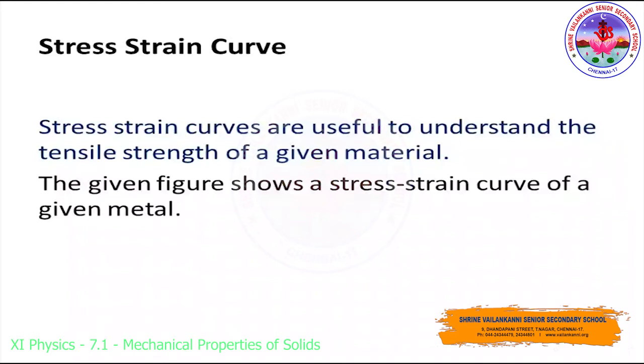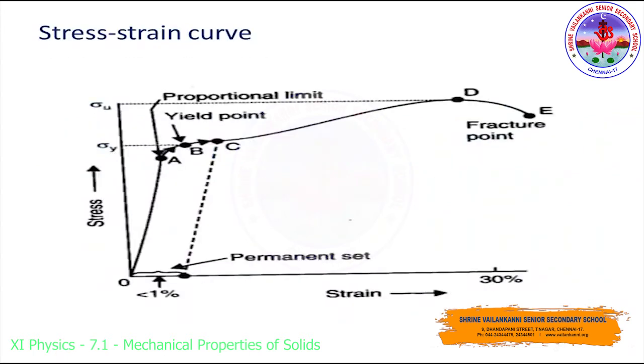Stress and strain curve, we can see that. The stress and strain curve will show the behavior of a metal wire which is gradually being loaded, and this helps to understand the tensile strength of a given material. See the graphical representation of a stress strain curve for a ductile material. We can take a ductile material, like a metal wire, right?